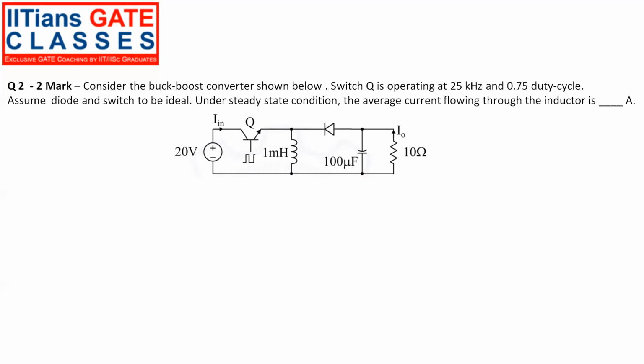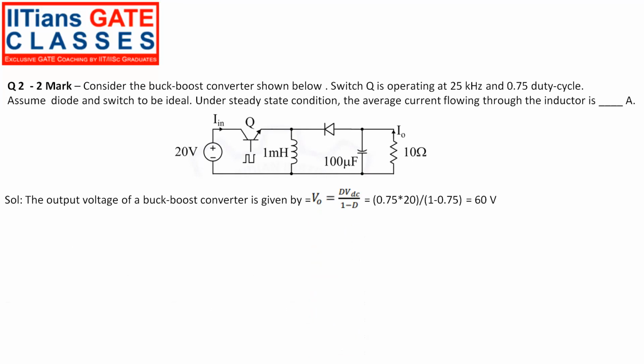So first of all, to find the average current through the inductor, we need to find out the output current. To get the output current, we need the output voltage as well as the load resistance. So let's start with the output voltage. The output voltage of a buck boost converter is given by V0 equal to d VDC by 1 minus d, where d is the duty ratio, that is 0.75, and VDC is 20 volts. So if we substitute that, we will be getting 60 volts.